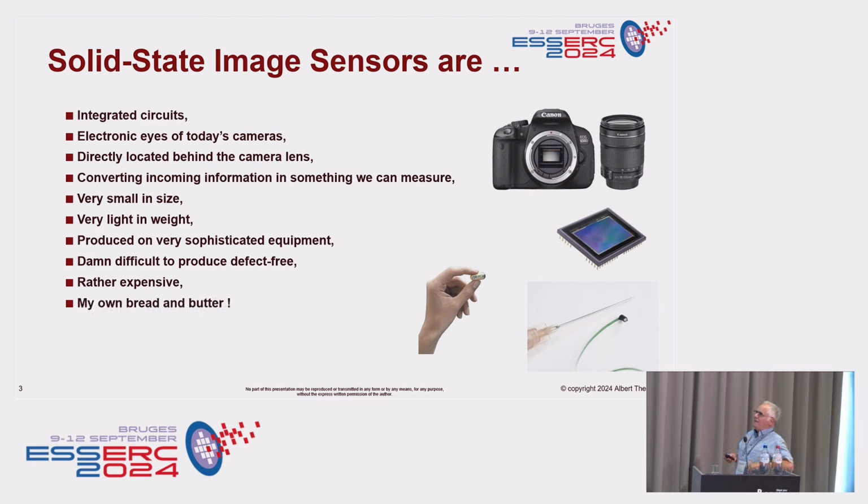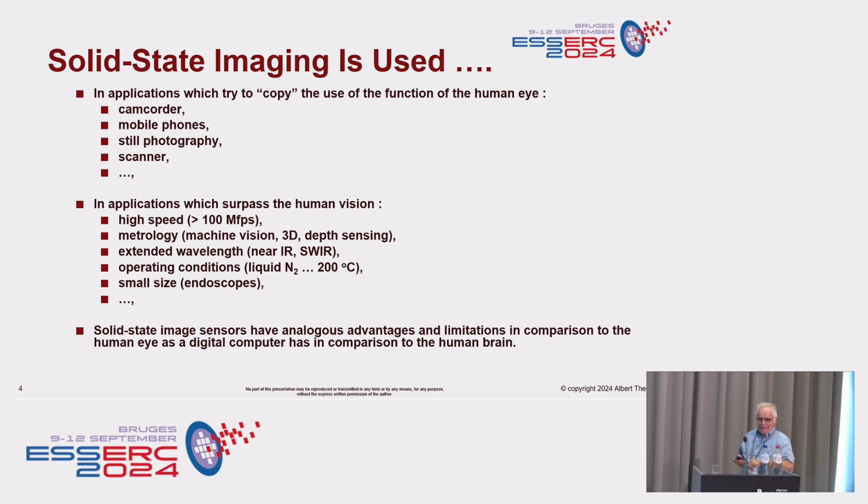And then finally, it's my own bread and butter. For over 40 years I've been working on solid-state image sensors. Solid-state image sensors are used in applications where we would like to copy the functionality of the human eye. You try to make copies of the things that we observe with the human eye, and then you think about a camcorder or digital photography.